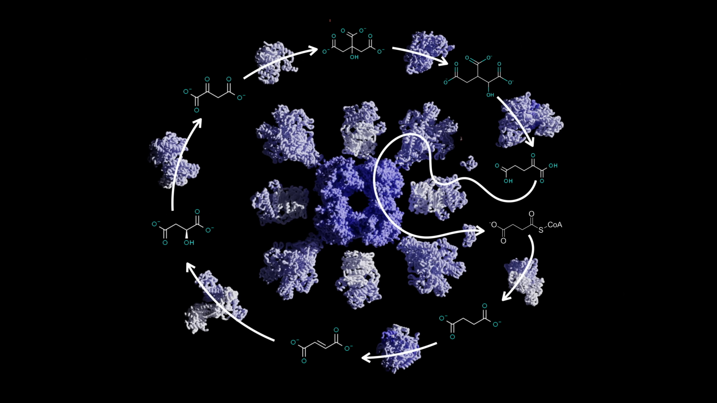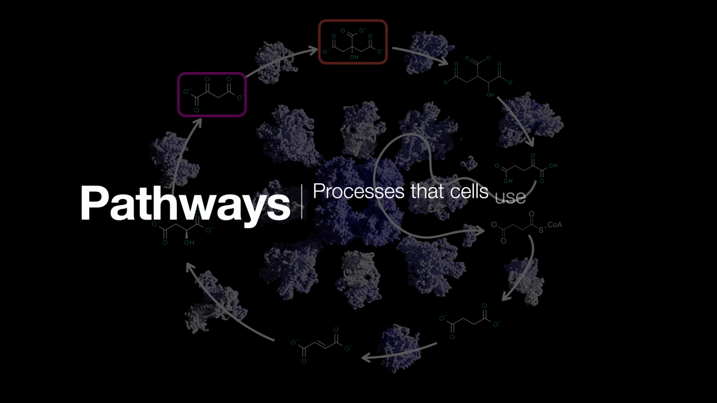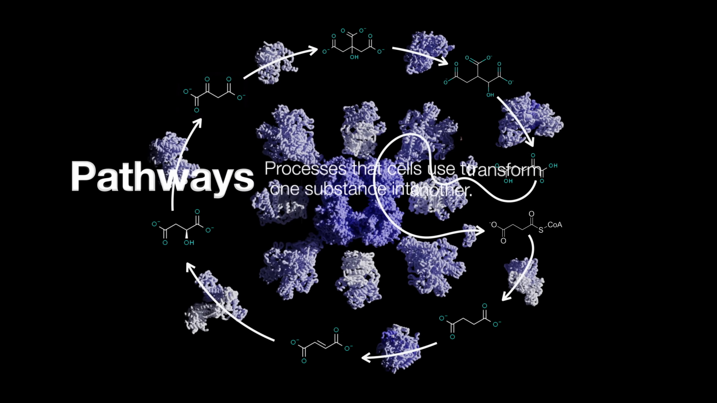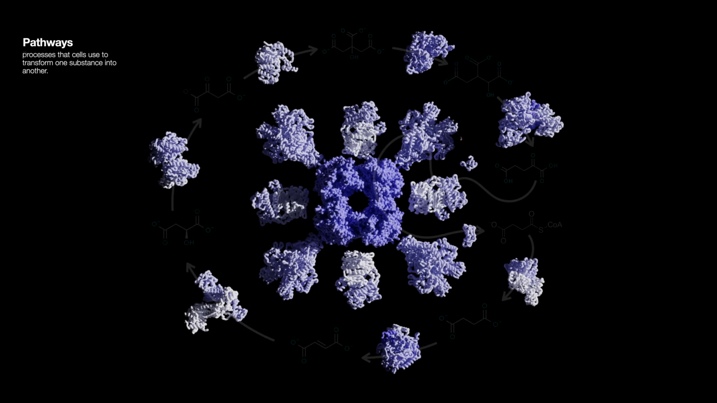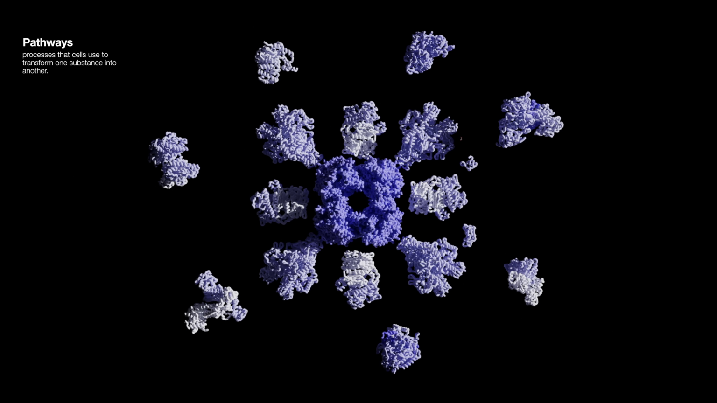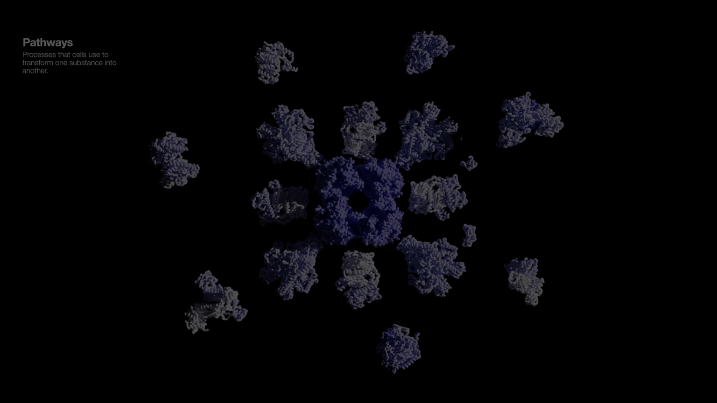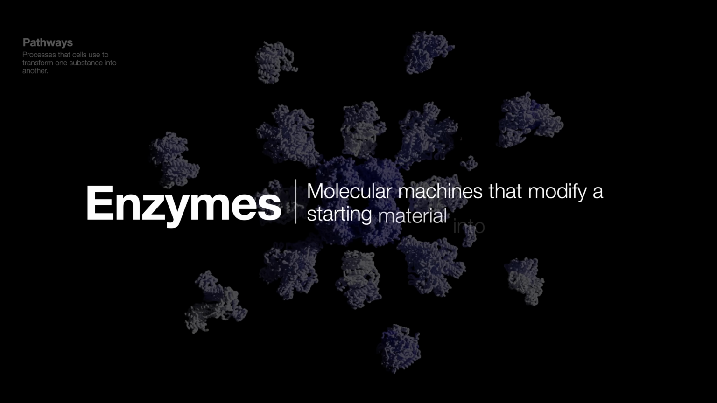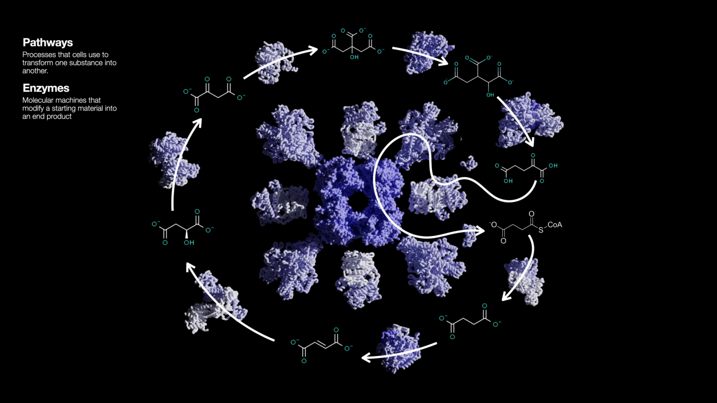To be more specific, what I meant by programming language is the processes that the cells use to transform one substance into another. These are what we call pathways in biology. And, like factories, there are small machines along the way that gradually modify your starting material into your end product. These little machines are known as enzymes. So, a pathway is essentially a series of chemical reactions that allow cells to transform one substance, also known as metabolites, into another with the aid of enzymes.